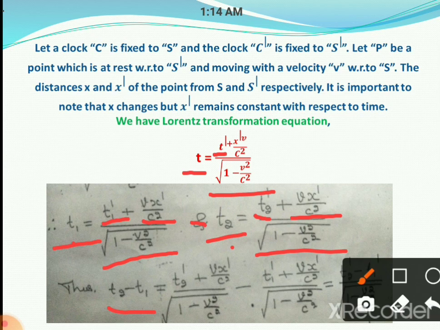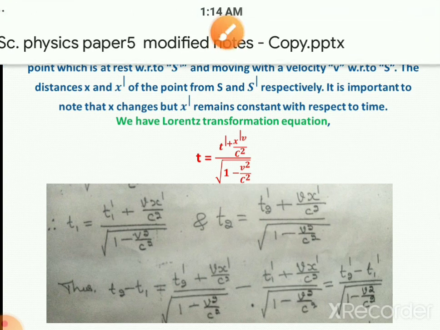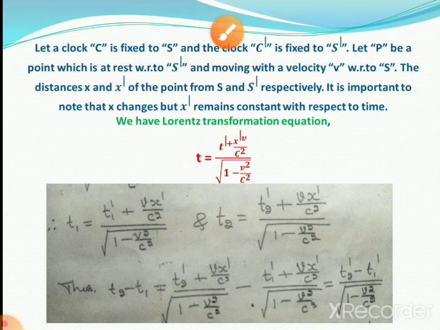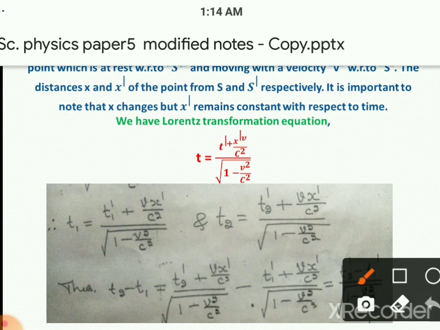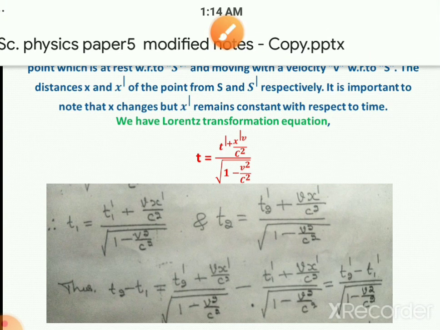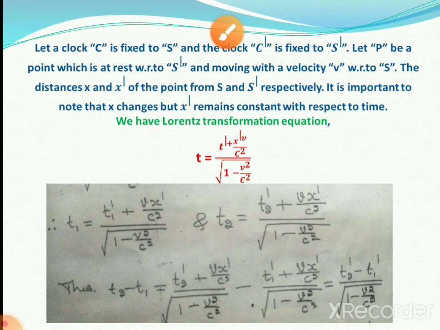Therefore, t2 minus t1 is (t2 dash plus vx dash by c square) whole divided by square root of 1 minus v square by c square, minus (t1 dash plus vx dash by c square) whole divided by square root of 1 minus v square by c square. Therefore, if we simplify, we get (t2 dash minus t1 dash) whole divided by square root of 1 minus v square by c square.